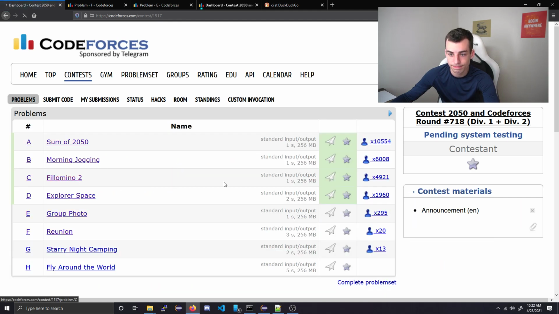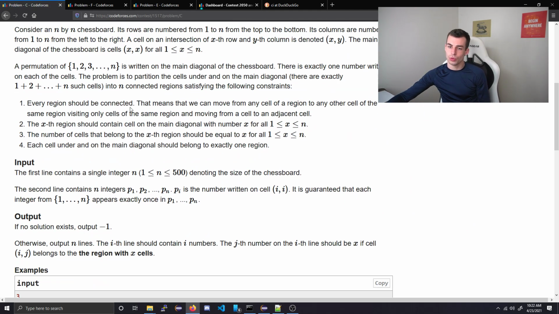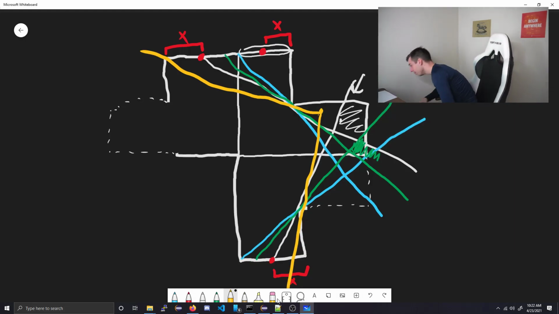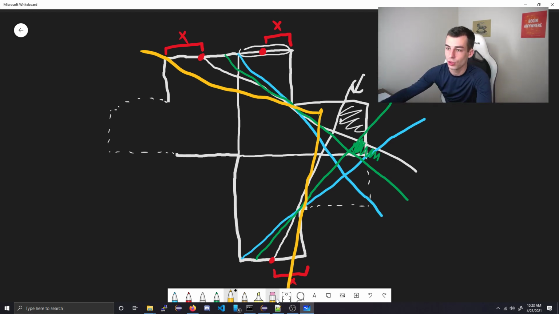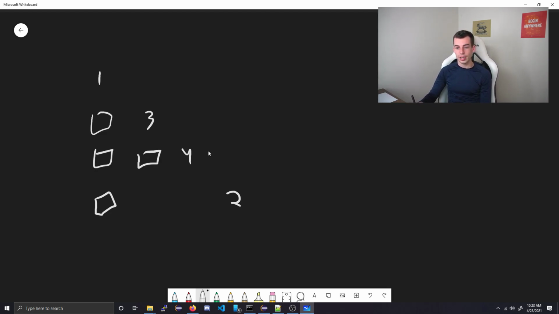All right, problem C, Philemo 2. What was this problem again? Yeah, so you have this permutation. So here's the idea for the permutation problem. You have this series of permutations. So you've got some permutation along a diagonal. Maybe it's like 1, 3, 4, 2. What you want to do is you've got these squares here. And I actually thought this was a really neat problem. You want to assign each thing a connected component so that it works out nicely.